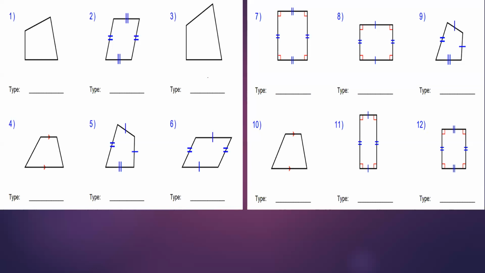Trapezoid. Okay, number 1 is not a trapezoid because for a trapezoid, you must have at least 2 parallel sides. So it's not a trapezoid. Anyone else? So number 1 is actually an irregular quadrilateral. The reason it's irregular is because all sides are not equal. That's the first one.